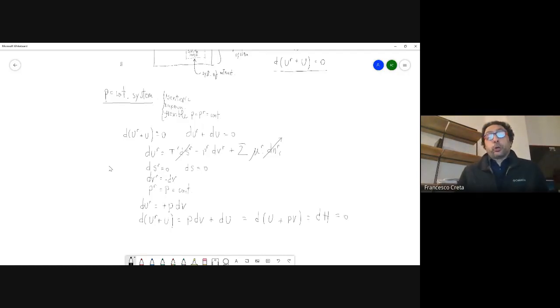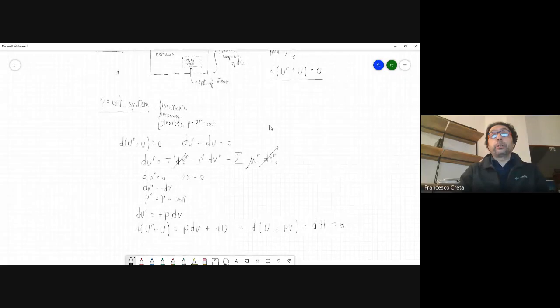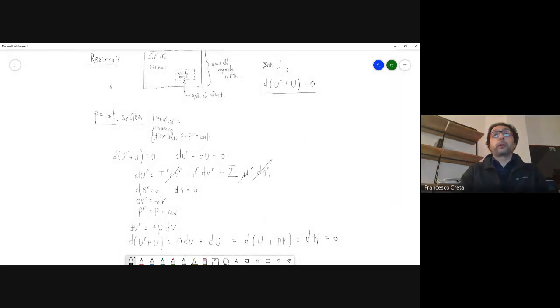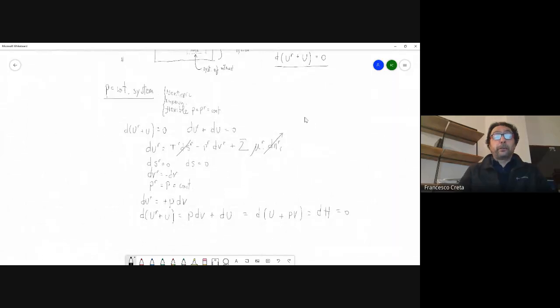So, long story short, using the trick of the reservoir, we have translated the old condition of equilibrium into the fact that the condition of equilibrium for a constant pressure system is a minimum of enthalpy. This essentially means that if you keep the pressure constant for an adiabatic system that is also isentropic, clearly the enthalpy remains constant, which is something that I think intuitively we know.